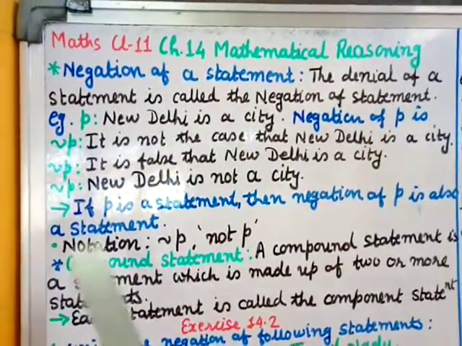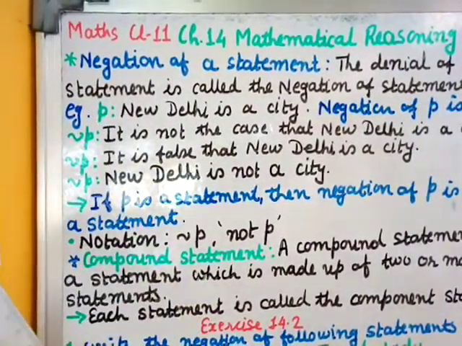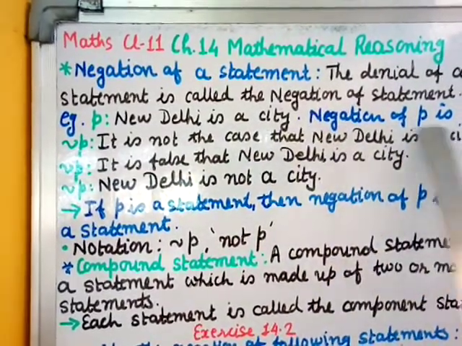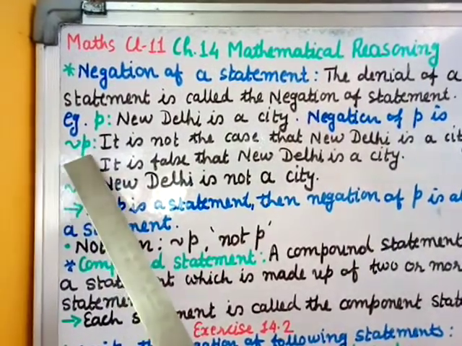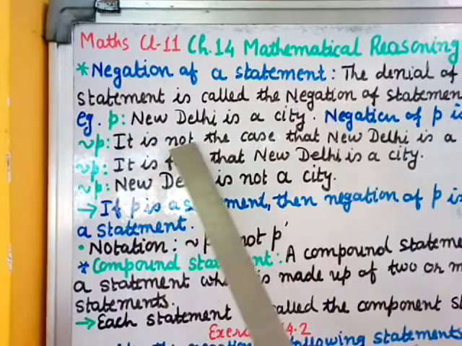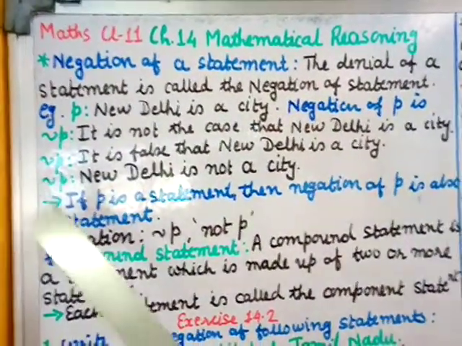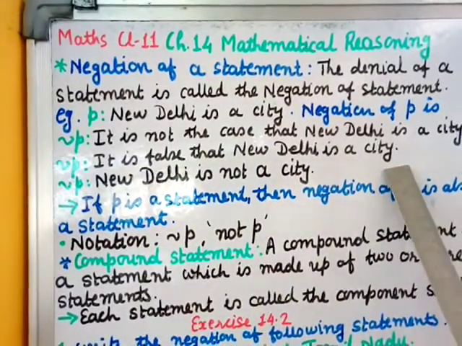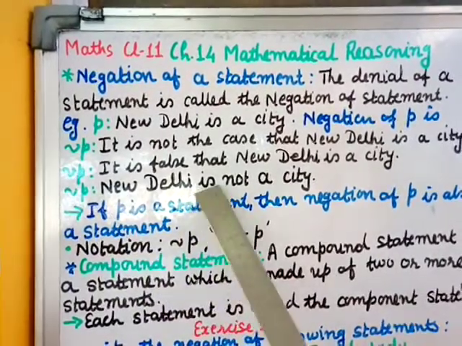For example, P is a statement. This symbol we use, P, for a statement. New Delhi is a city. Now we have to write the negation of this statement P. We can write in three ways. Not P, this is the symbol used for the negation of the statement P. It is not the case that New Delhi is a city. The other way we can write not P is: it is false that New Delhi is a city. And in the third way we can write not P as: New Delhi is not a city.